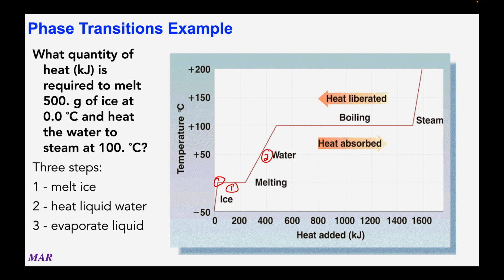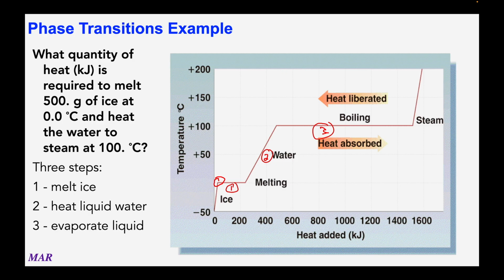And then finally, step 3, we're going to take that liquid water at 100 degrees and turn it into steam at 100 degrees. So we're going to use the mass of the object times some type of delta H vaporization, which is the energy required to vaporize it, to figure out the Q part there. So we're going to have 3 calculations, step 1, 2, and 3.